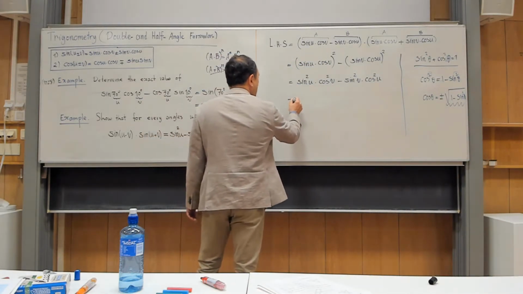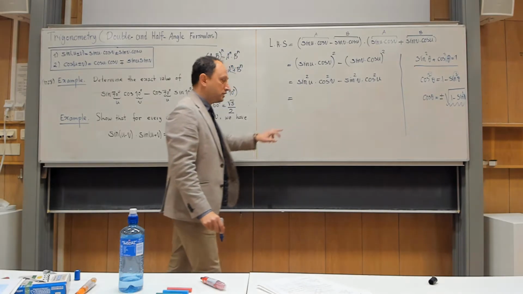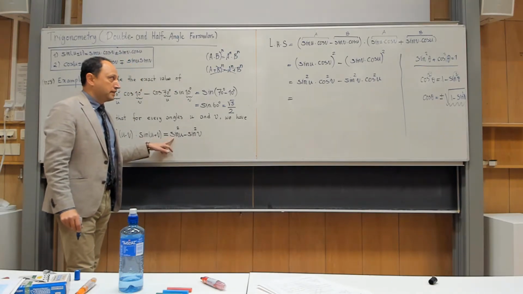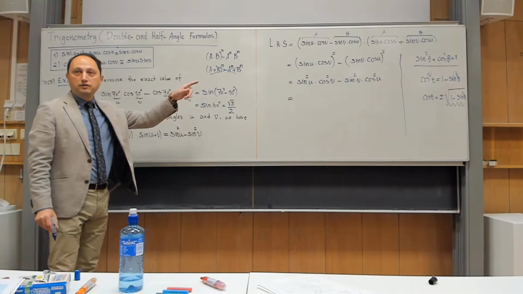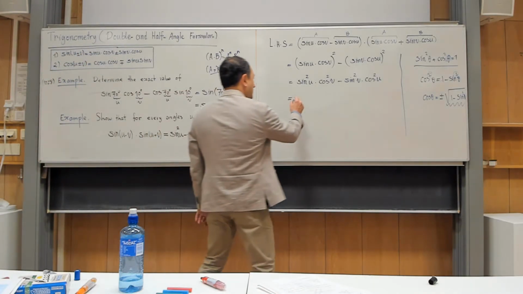So here, do I need to change sine squared u at all? No, because I look at the right-hand side, I have it. So let us not touch it. But should I get rid of cosine squared v? The answer is yes. I don't like it. Okay? But what can I do?